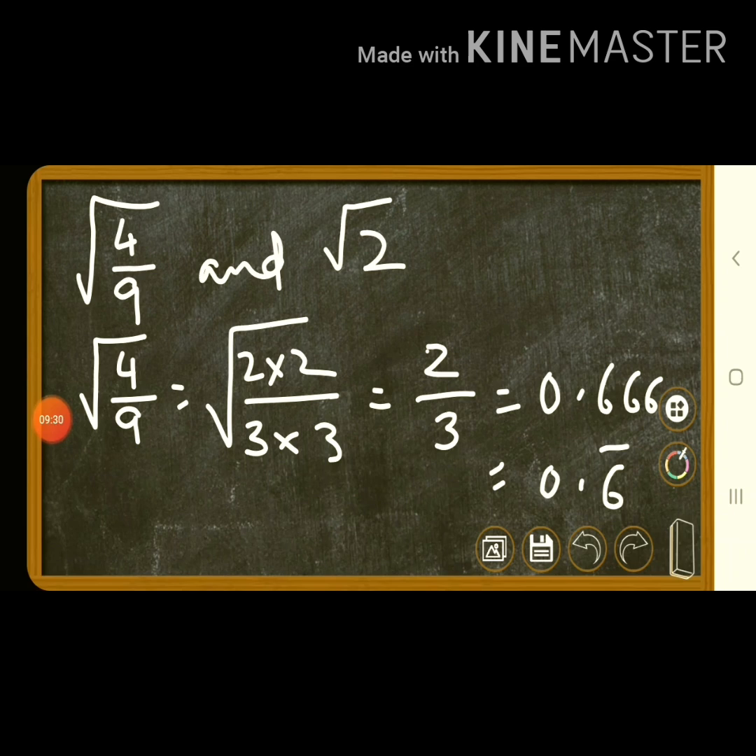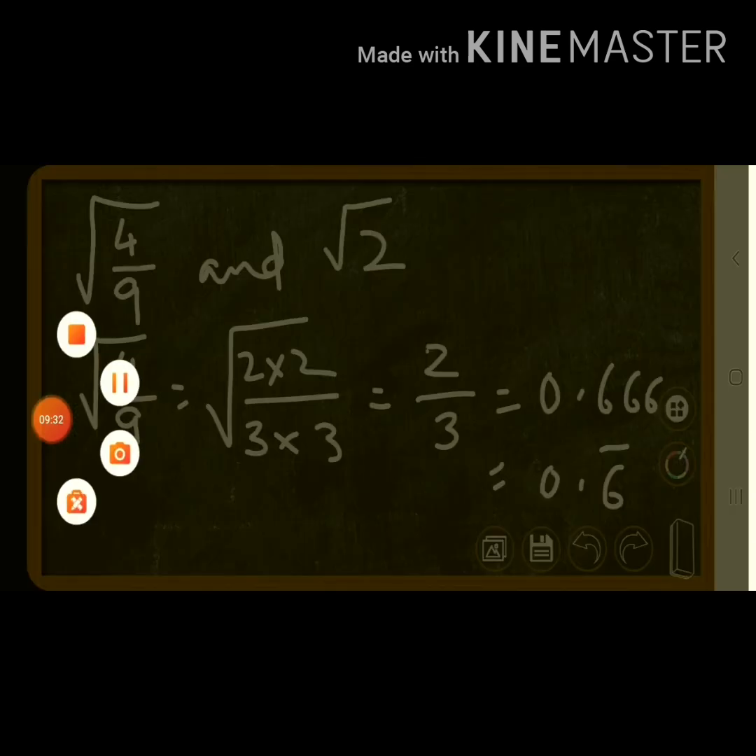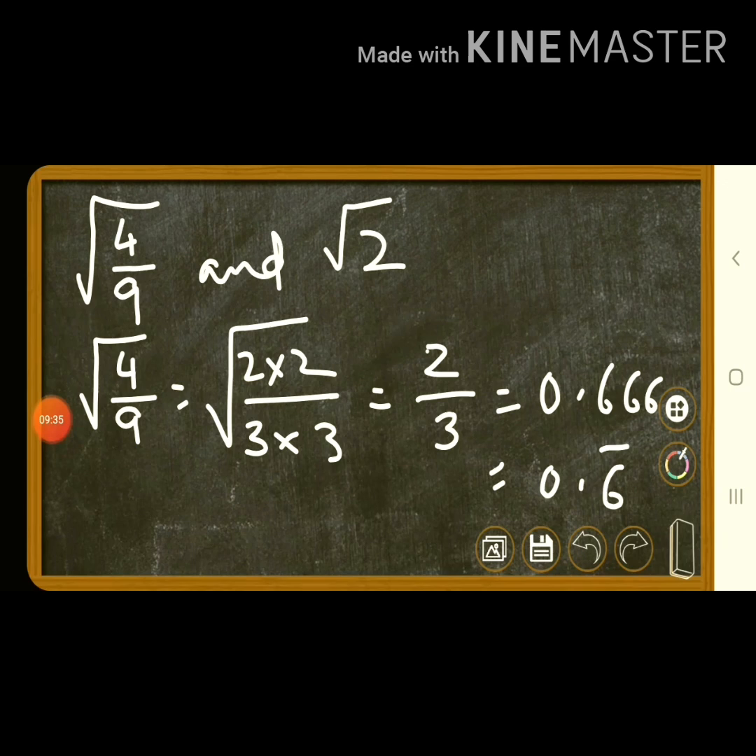See the third bit, which is root 4 by 9 and root 2. Let's solve that. Root 4 by 9 is equal to root over 2 into 2 by 3 into 3, which is equal to 2 by 3. And again it is equal to 0.666 and so on, which is equal to 0.6 bar.